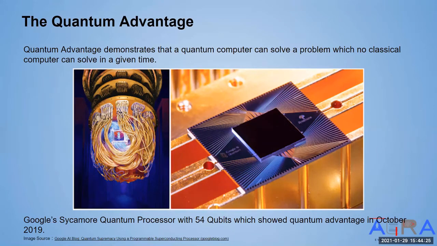cases. And this is what Google demonstrated with their 54 qubit quantum computer in the month of October, where they showed that they solved a problem. I do not exactly remember the problem, but they solved a problem which a classical computer cannot solve in a given time, and the quantum computer was able to solve.